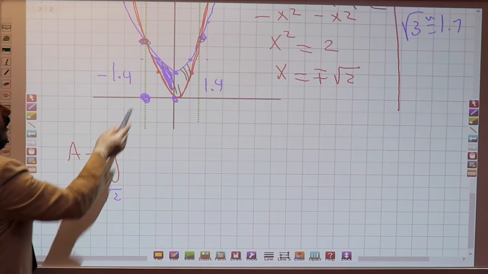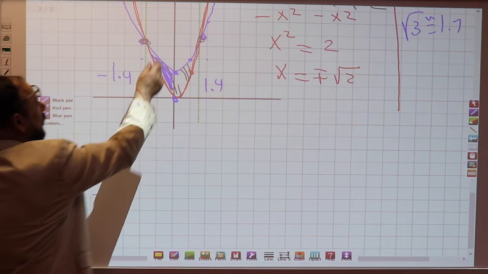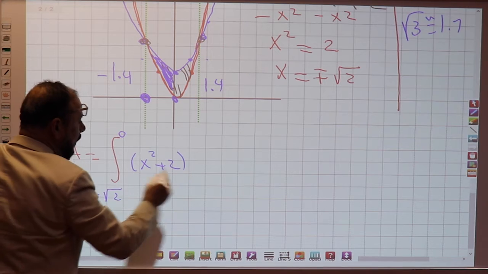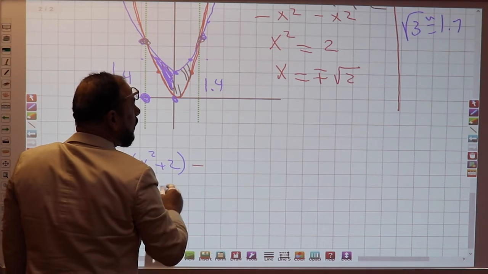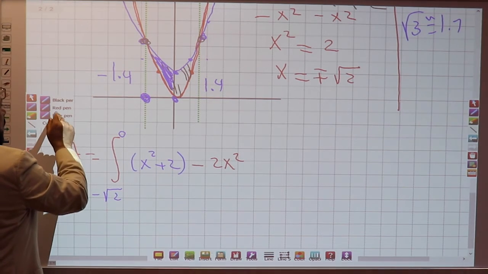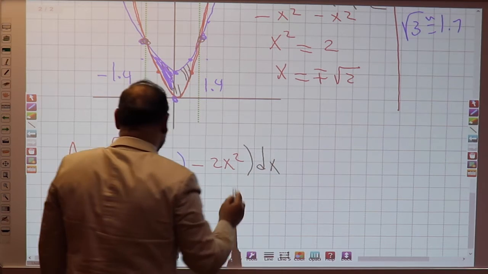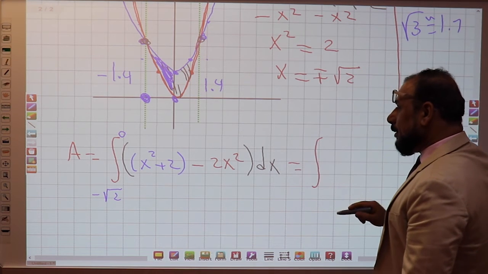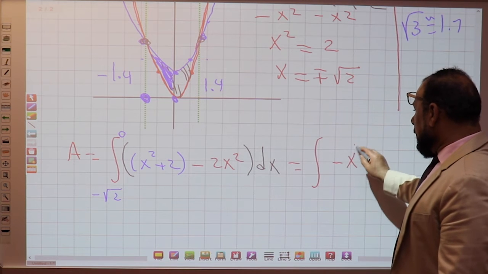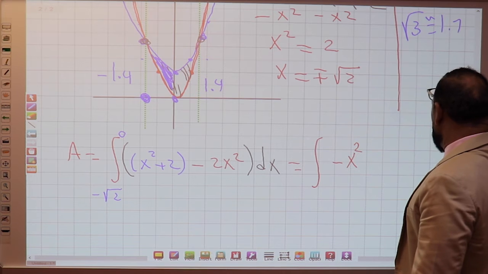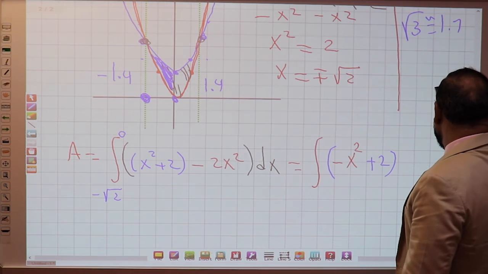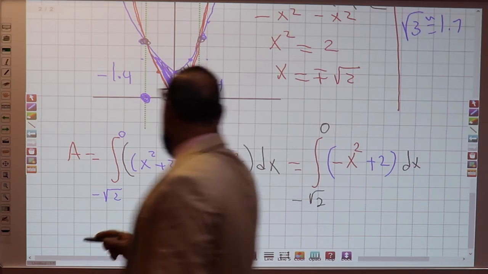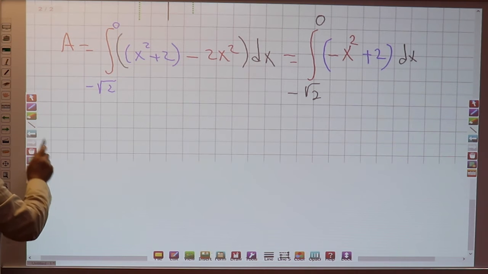Remember. Now, which function is on the top? The function on the top, the blue one, is x squared plus 2. You have to take the top one minus the bottom one, which is 2x squared, all in terms of dx. Simplify, then integrate. You see, Ismail? X squared plus 2 minus 2x squared is negative x squared plus 2, all this dx. And my limits are negative square root of 2 to 0. Now the last step is to integrate and evaluate this integral.